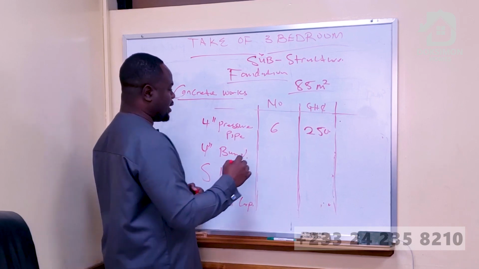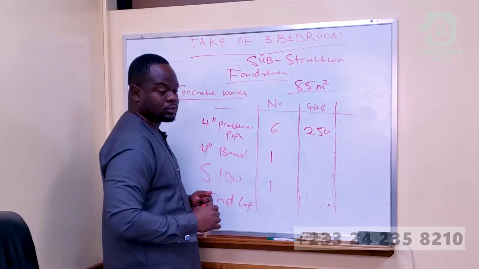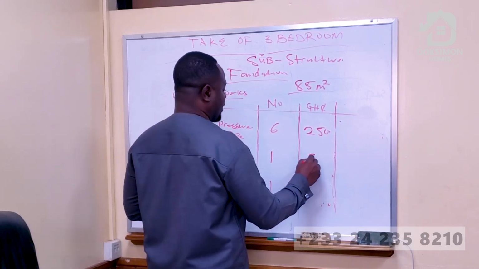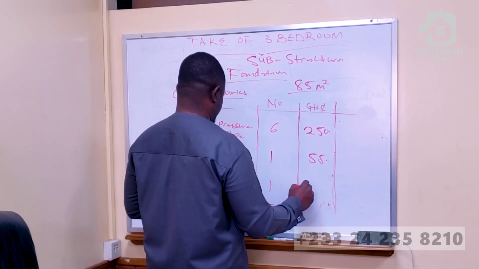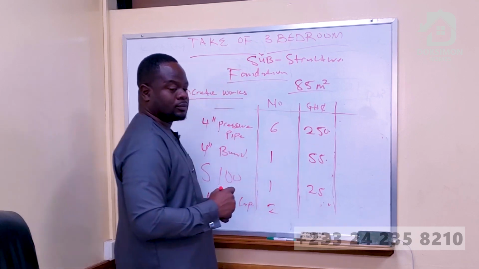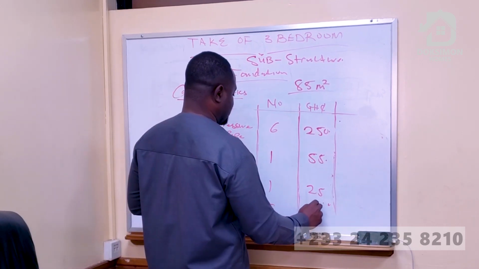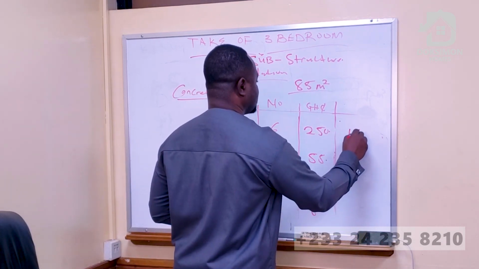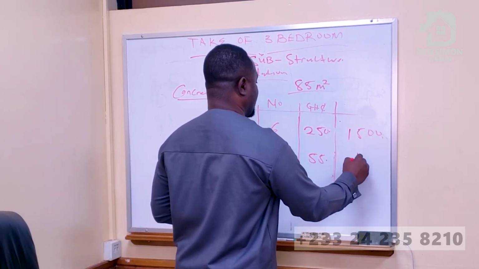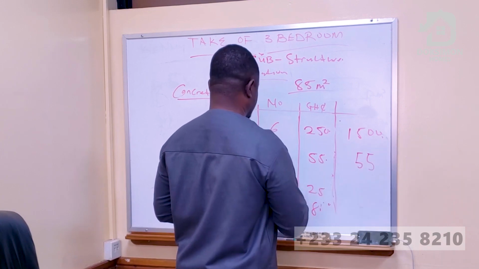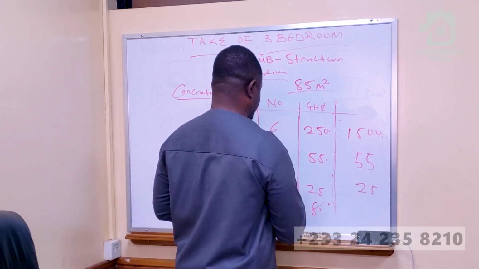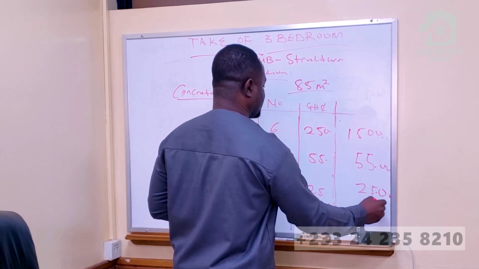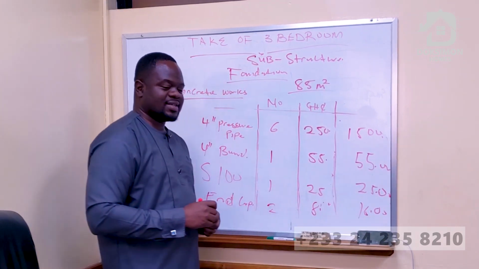So we are looking at 1, and 2. Okay, so we have 55, we have 25, and we have 8. If we multiply, we're getting 1,005. We have 55, we have 25, we have 16. These are all Ghana cedis.